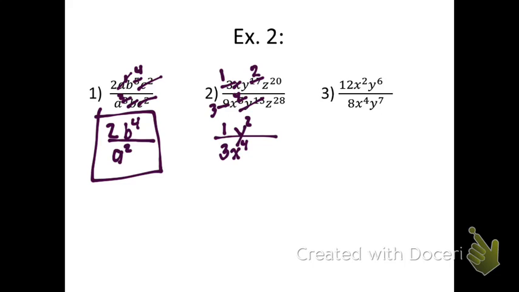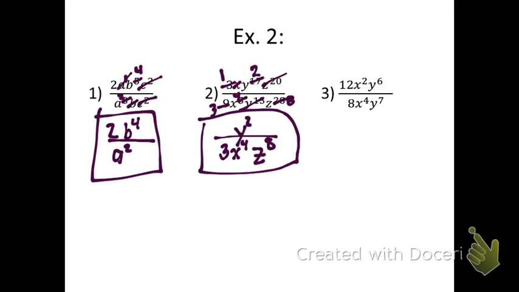And then z to the 20th over z to the 28th. Take away 20 from the numerator, 20 from the denominator. We have 8 left in the denominator, so it's going to be z to the 8th in the denominator. Now this 1 in the numerator, you could just erase that. It's kind of redundant that it's there, so not really necessary. If you want to leave it there, that's fine, but it's better just to take it out. It looks cleaner because we assume that there's a 1 there in math.